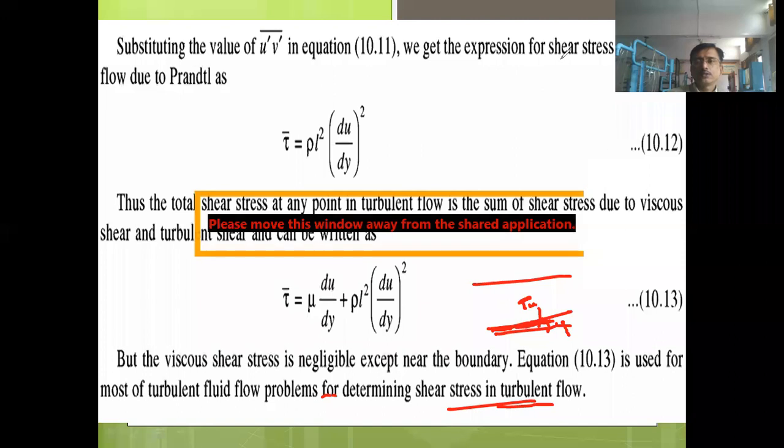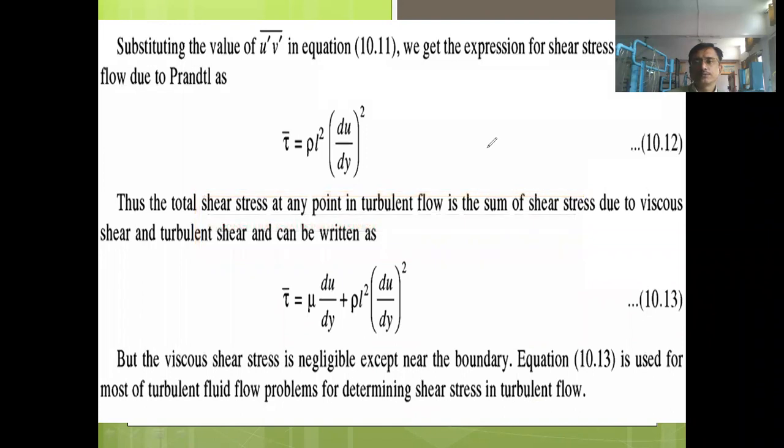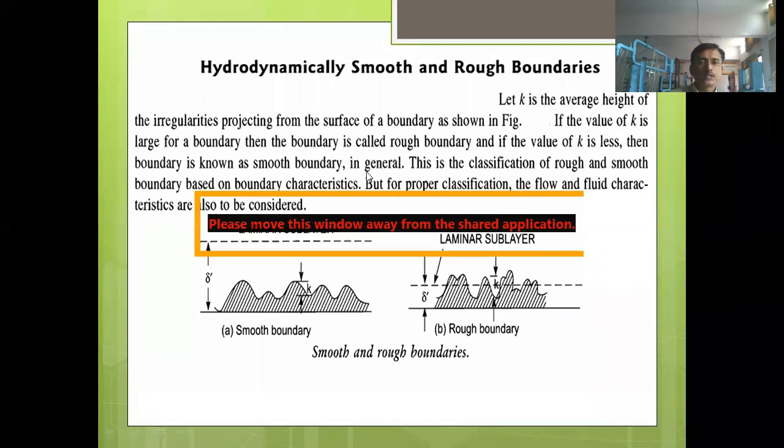That means when the flow is turbulent, you will see both types of shear stress in that turbulent flow. Near the boundary layer we will have the shear stress due to the viscous force, viscosity, and apart from that, in the pipe away from the boundary layer, the shear stress will be due to the eddy viscosity, that is eta. And what is the meaning of hydrodynamically smooth and rough boundary, that we will see.